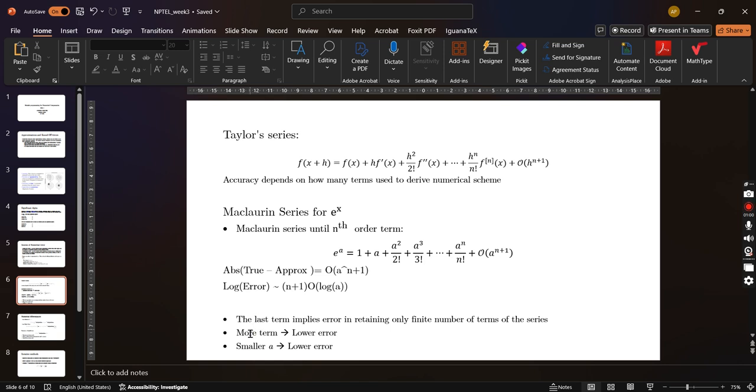So we saw that the more terms we take, the lower the error is, and the smaller the value of a we take, the lower the error is.